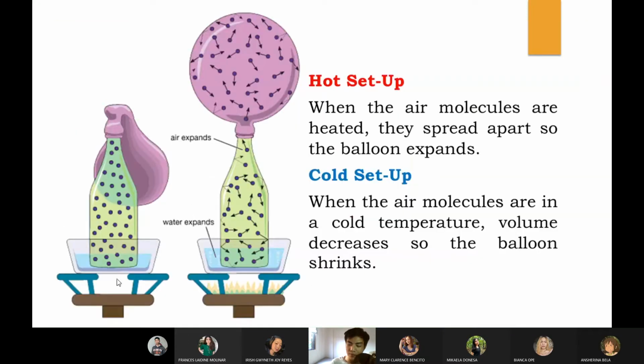So ito, pwede nyo ito gawin sa bahay. For example, may bote kayo na may hangin lang. Initin nyo yung container ng bote. Mag-expand yung balloon. Okay.